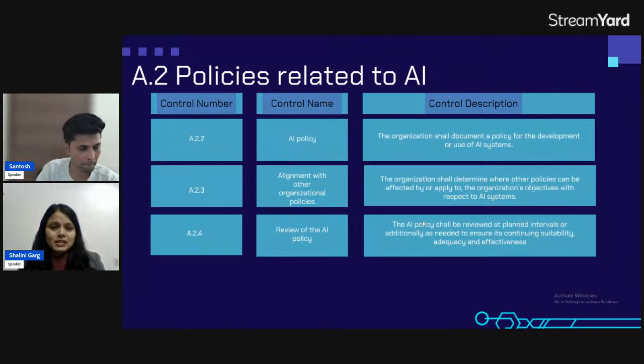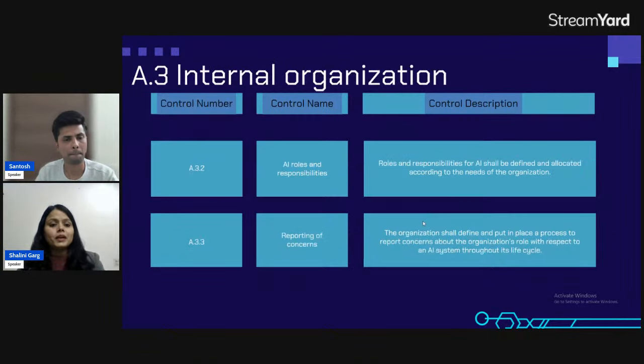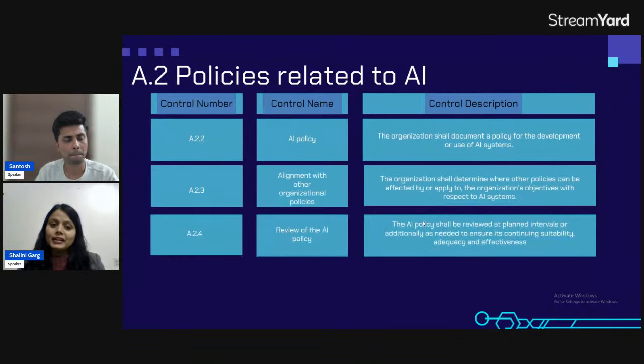So the AI policy basically includes two things in this ISO: principles that guide all the activities of the organization related to AI, and the processes for handling deviations or exceptions to the policy, which we have already made.